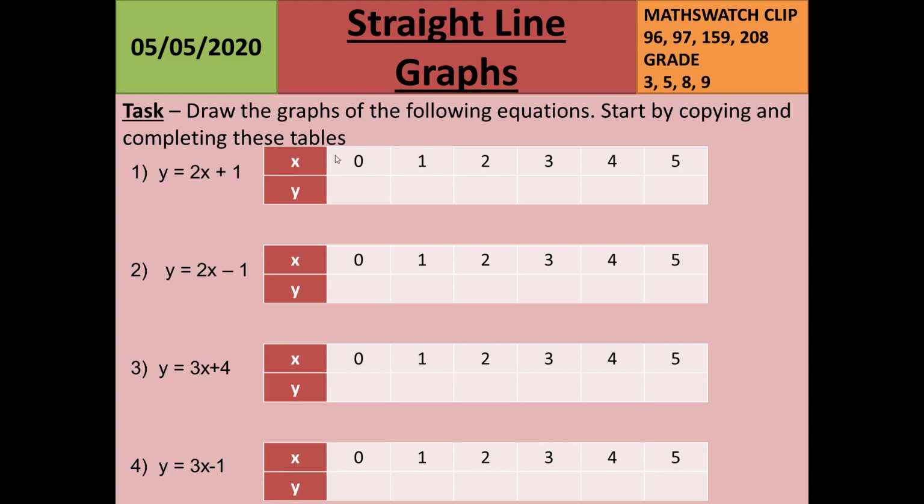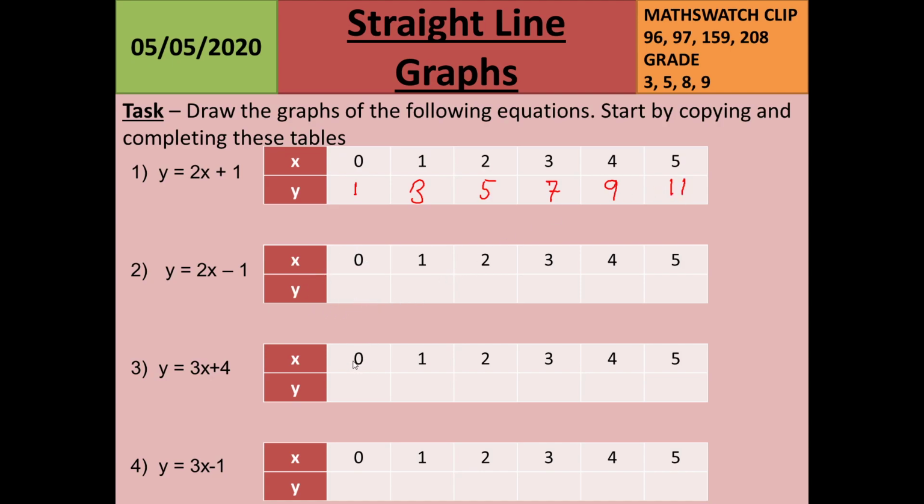So we do 2 times the x coordinate, 2 times 0 is still 0, plus 1 is 1. 2 times 1 is 2, plus 1 is 3. 2 times 2 is 4, plus 1 is 5. 2 times 3 is 6, plus 1 is 7. 2 times 4 is 8, plus 1 is 9. 2 times 5 is 10, plus 1 is 11.